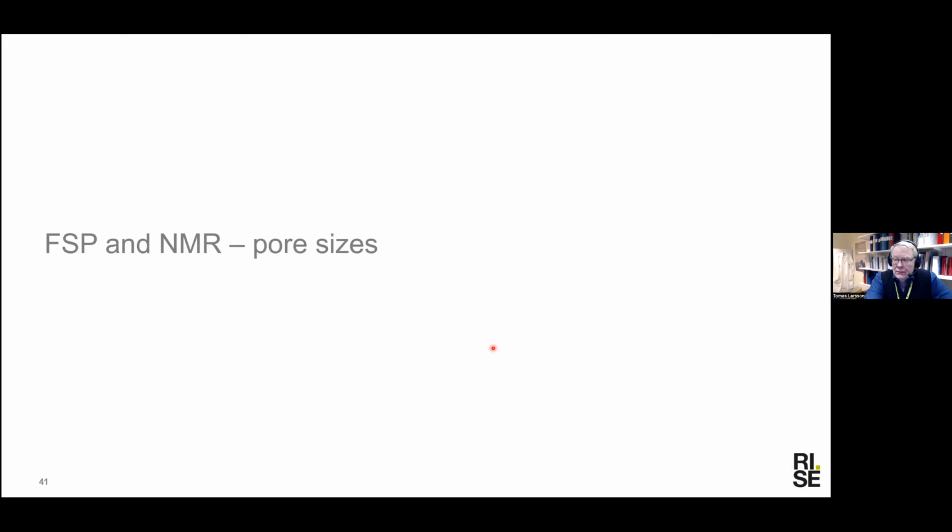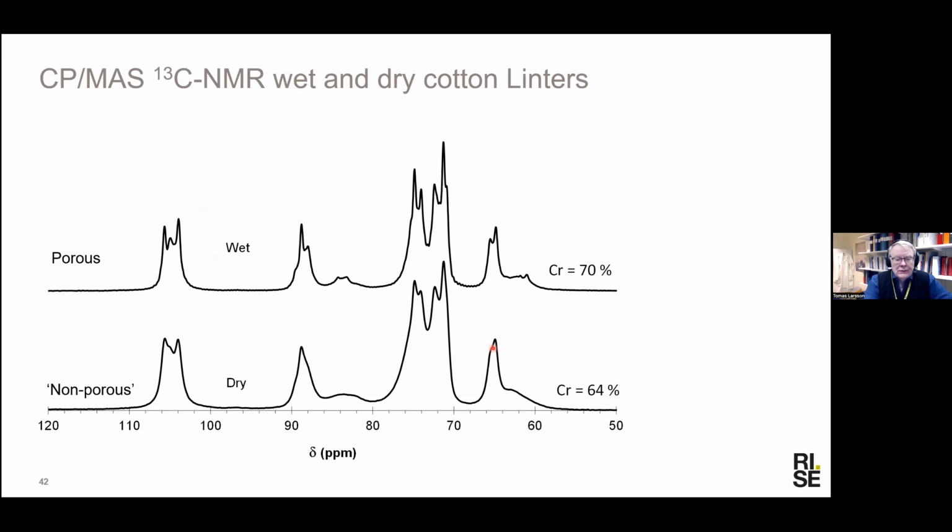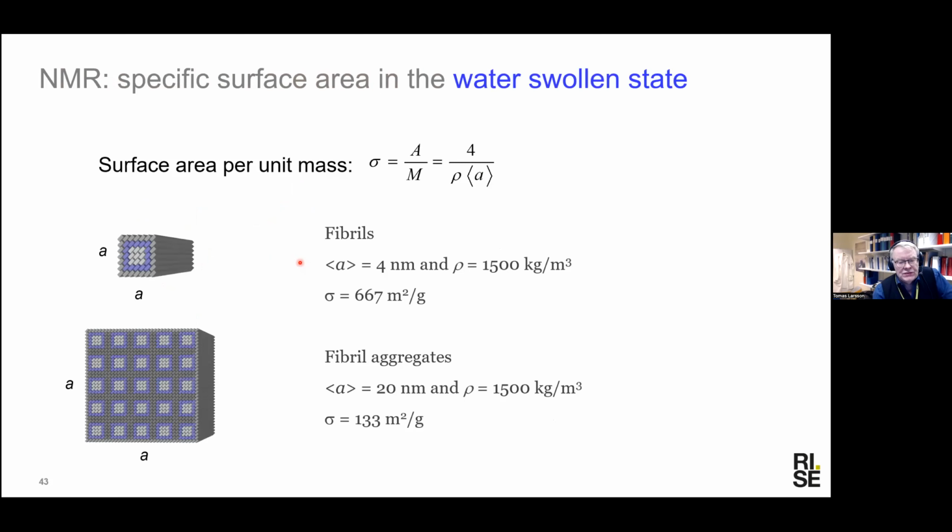Yes, FSP and pore sizes. Well, when you do measurements in the wet state, you get high resolution and you can determine sizes and whatnot. But if you know the density of cellulose, which we do, then you can compute specific surface area. Since the measurements are normally made in the water swollen state, it's the specific surface area in the water swollen state. And there aren't that many techniques that can do that apart from solid state NMR. If we were to have individualized fibrils, we would have a specific surface area of about 760 square meters per gram.